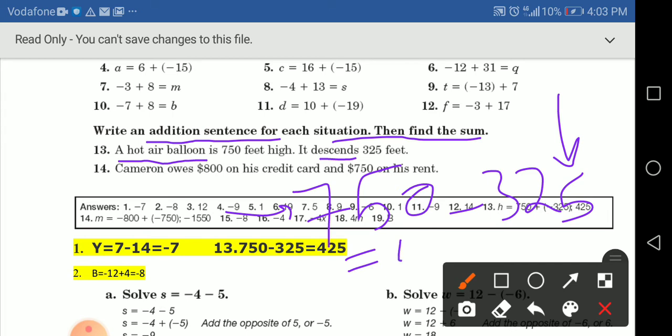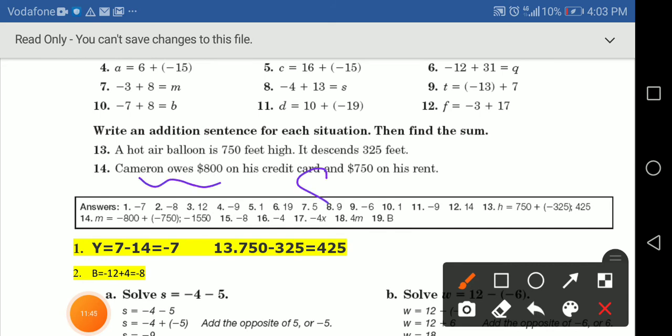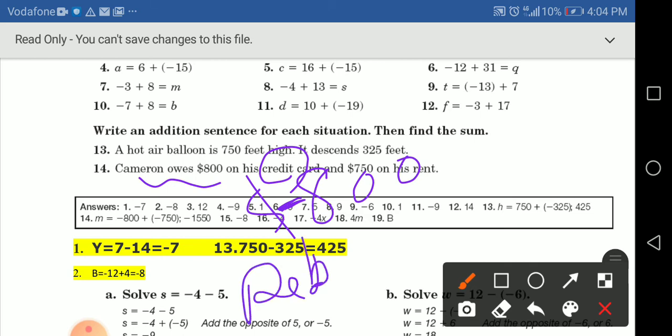Yes, 425. Okay, easy. Let's see number 14. Cameron owes $800 on his credit card, and 750 on his rent, and 700. Okay, when I say credit, focus, guys. Credit means what? Minus. Remember, credit is minus, but debit is positive.